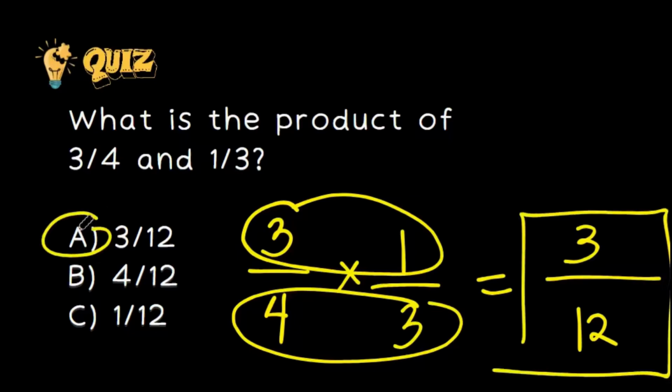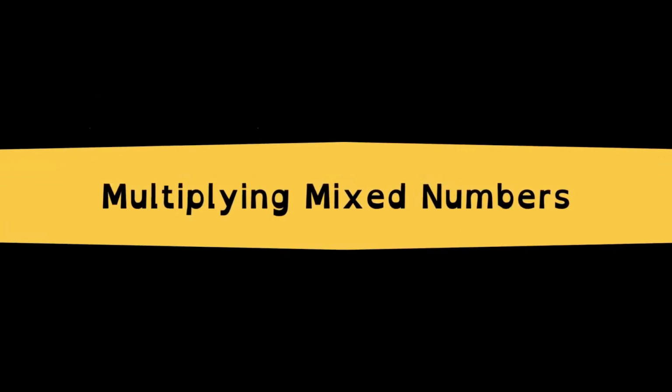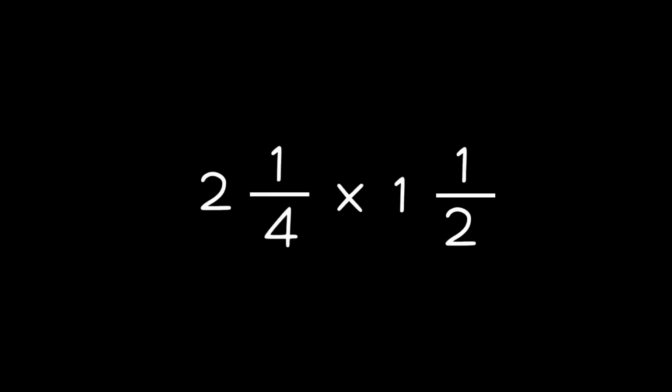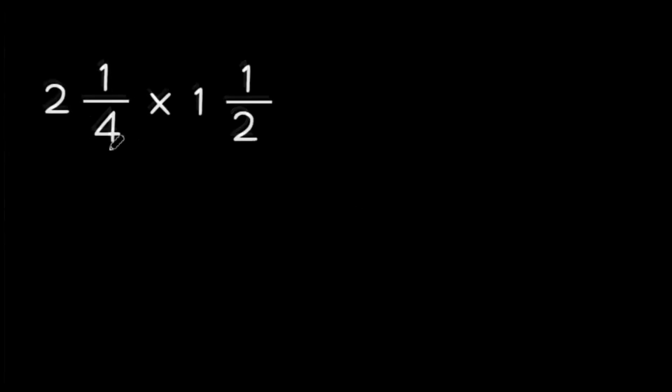You're mastering multiplication with rational numbers like a pro. Let's explore how to multiply mixed numbers. If we have 2 and 1 fourth and 1 and 1 half, how do we find their product? To multiply these two rational numbers, we will convert the mixed fractions first to improper fractions.